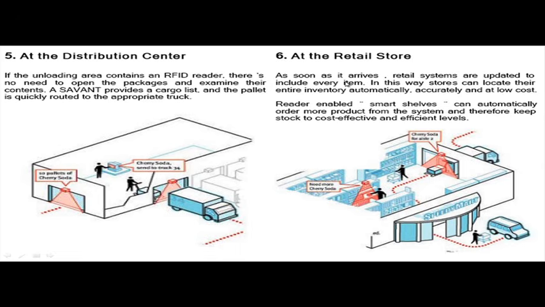Next, in the retail store. As soon as the pallets arrive at the retail store, systems are updated to include every item. Once the items enter the store, they are automatically read. Then the shelves in the retail store can also be smart with RFID technology. If you have these smart shelves, they can automatically order more products from the system and therefore keep the stock at a cost effective and efficient level.